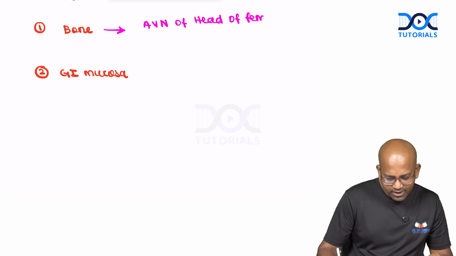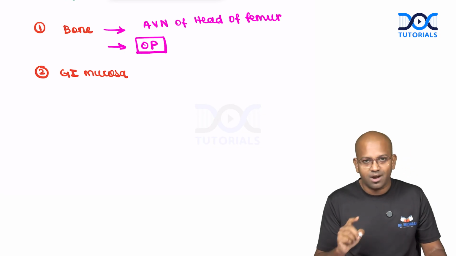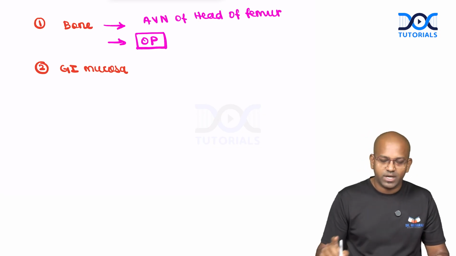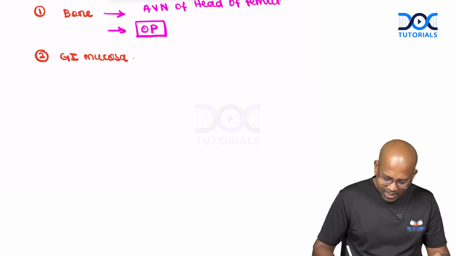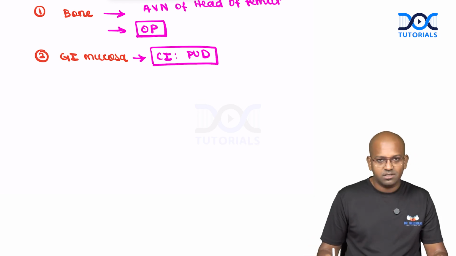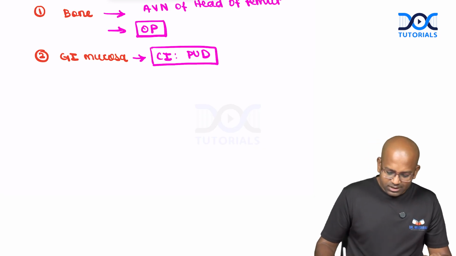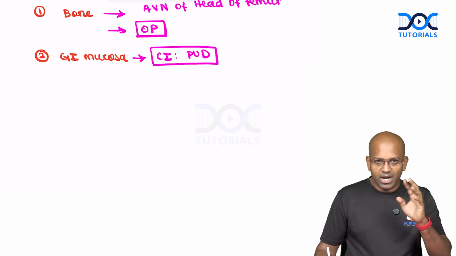Avascular necrosis of head of femur. That's why patients are more prone to land up in osteoporosis. So osteoporosis is a contraindication for the use of steroids. First point. Second one, GI mucosa. Patients might be developing peptic ulcer disease. That's why even patients who have a known history of peptic ulcer disease, there is a contraindication for the use of steroids. That's it about the first two areas, bone and GI mucosa.